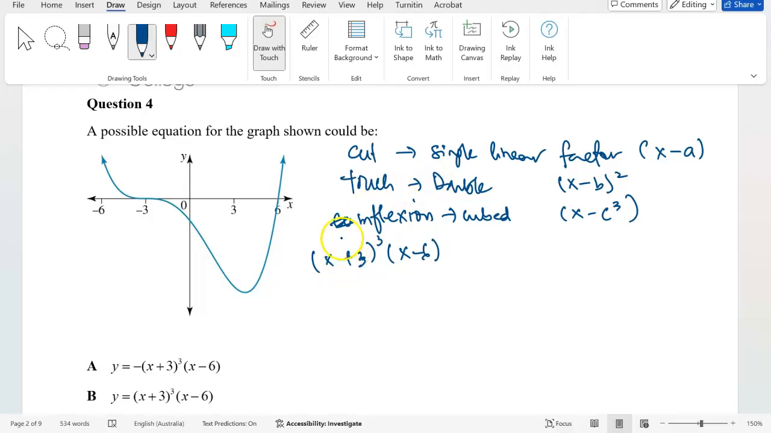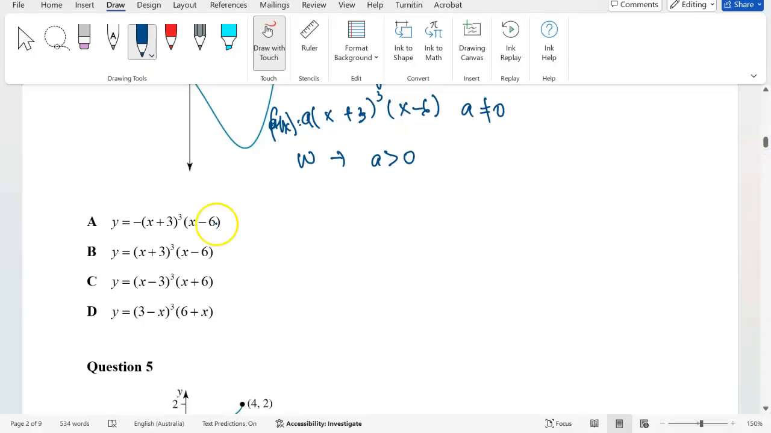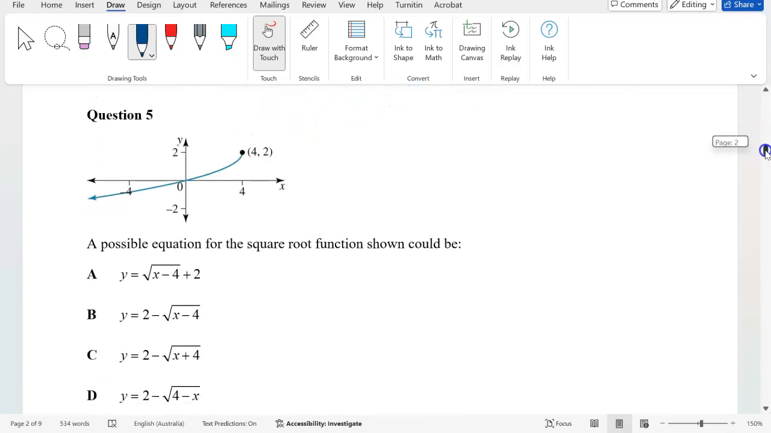Because we are finding an equation, you need to have an a in front, and your a cannot be 0. There is no information about a, and this is a W shape. All right, it's a W shape, therefore your a should be more than 0. Okay, a is more than 0, so in this case, let's look for the answer. x plus 3 cubed, x minus 6 is 0. Answer should be B.